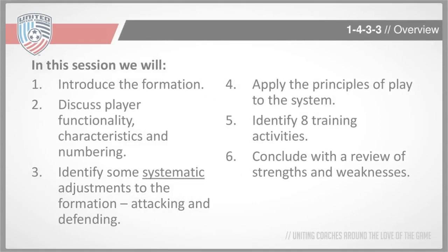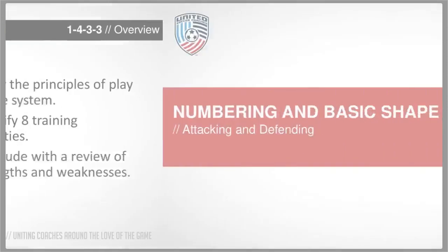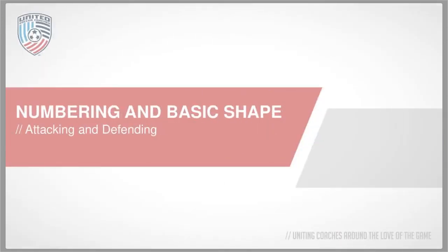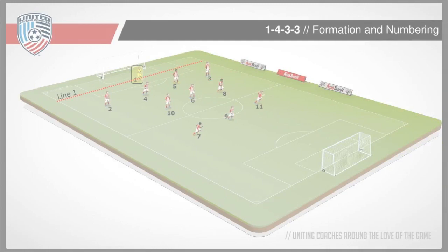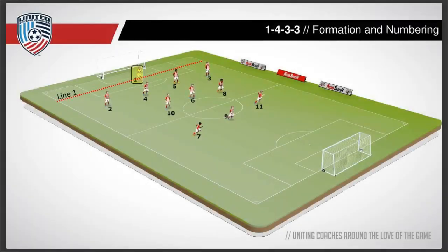So as with all of these presentations, we have a template that we're following, and as you can see on the screen, here's the agenda for today's session. And Ian, we're going to talk to begin with, as we do with each of these presentations, on the numbering and basic shape, attacking and defending of the 1-4-3-3. So as suggested in the way we write this out, 1-4-3-3, initially we're talking about 4 lines of the team, and the first of those lines obviously being the goalkeeper.